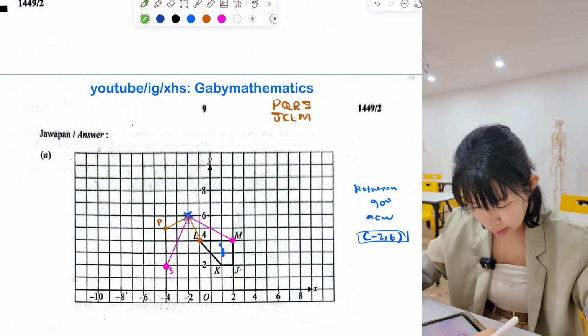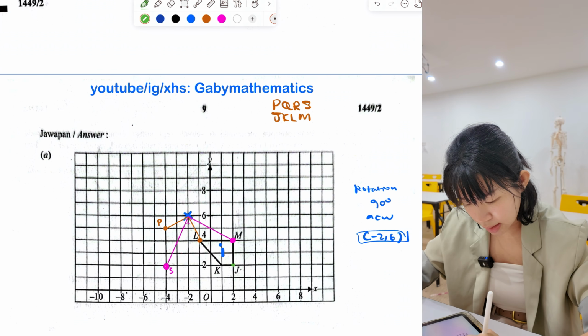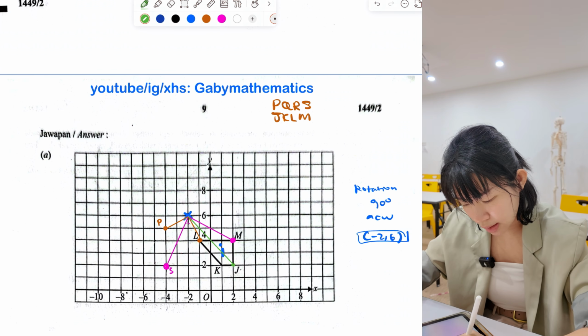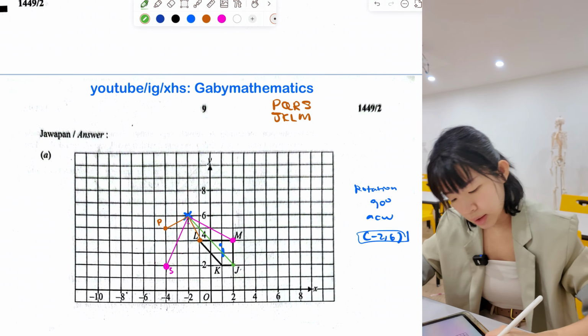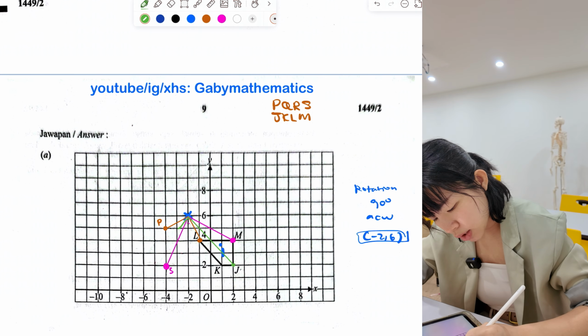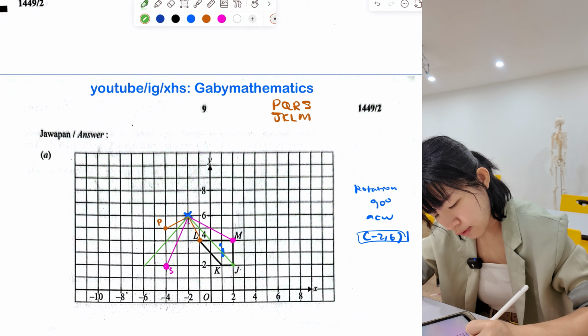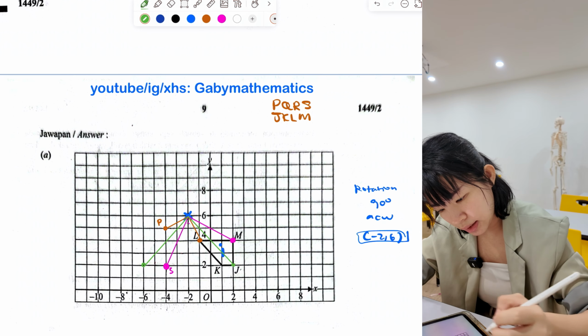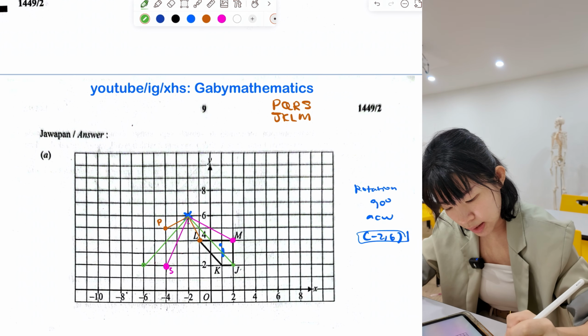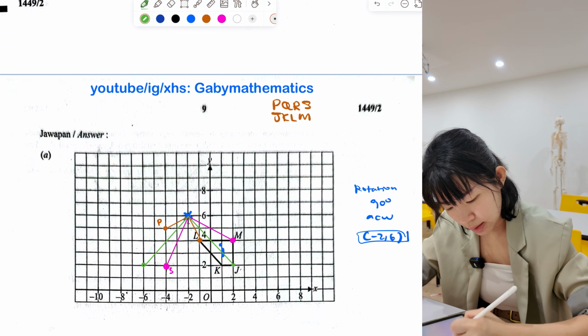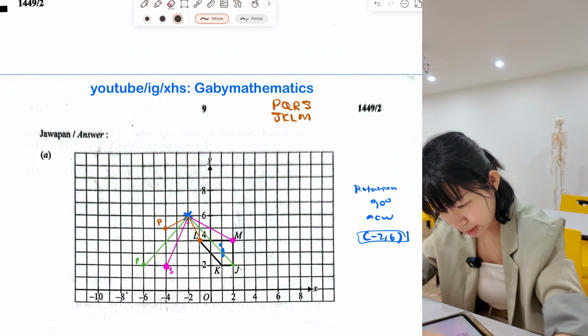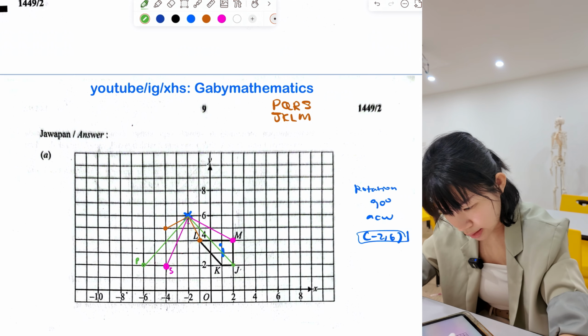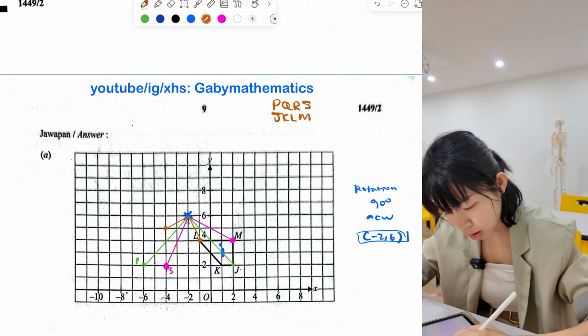Okay, let's say I use green color. This J, if I join to center, so 1, 2, 3, 4. So I draw another line, 1, 2, 3, 4 here. So the J here will be P. Wait, just now I labeled this wrongly already. This should be R.